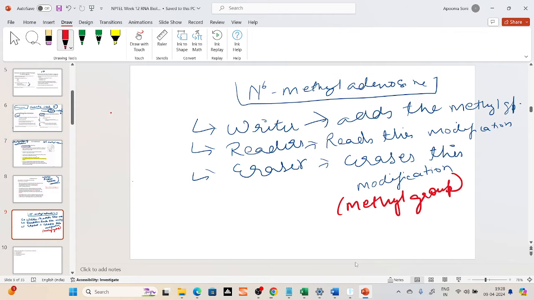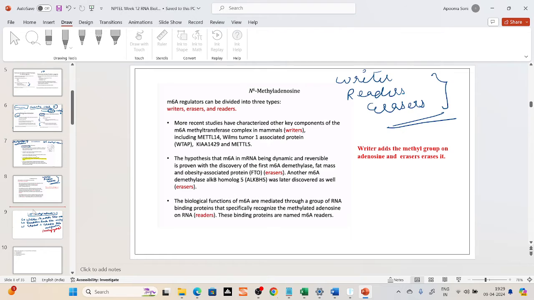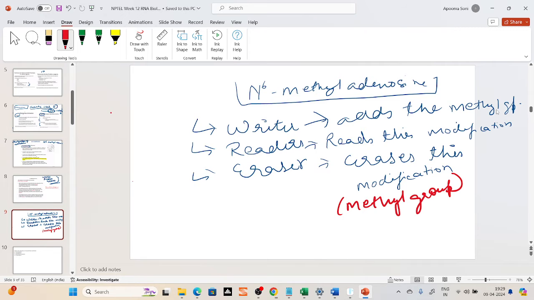So far we have studied that epitranscriptome is all the RNA modifications that happen in the cell, and one such RNA modification is N6-methyladenosine, that means methylation of the adenosine. This modification is regulated by three kinds of factors: writer, reader, and eraser. Writers are the molecules that add a methyl group, readers are the molecules that read this methyl group, and erasers are the molecules that erase the methyl group.